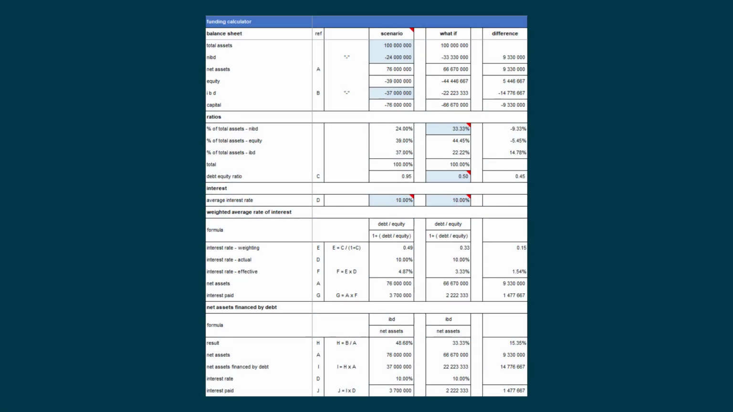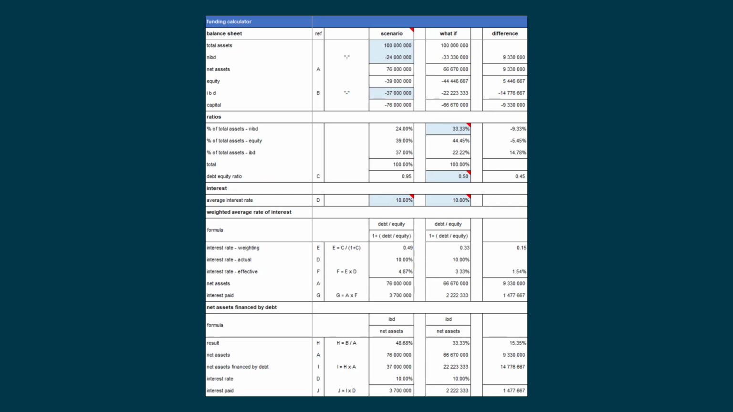Even though the interest rate remains the same, the interest charge is reduced because of two things. Firstly, the proportion of total assets funded by non-interest-bearing debt. In other words, creditors have increased, thus reducing net assets. Secondly, the debt-equity ratio has reduced from 0.95 to 0.5.